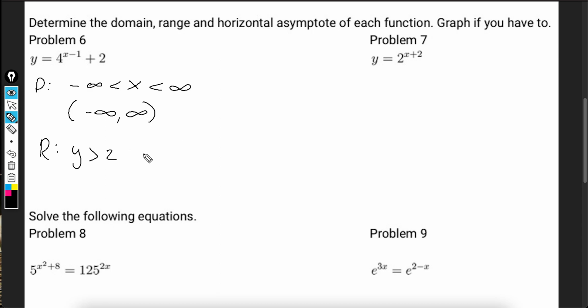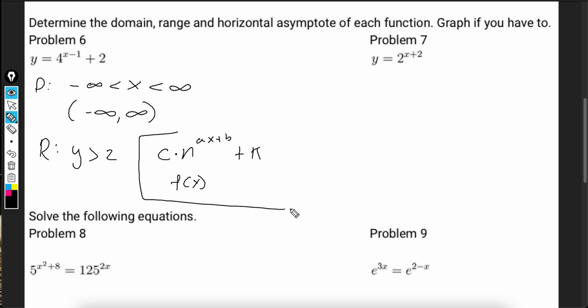Another thing, for the range, there is this formula: f of x equals c times a to the x plus b, plus k. This is just the formula way. This is if you really want to understand this stuff. I'm just going to throw it out here just in case. f of x is greater than k. Perfect. So this is just the mathematical explanation for what I did. I just make things easy for myself.